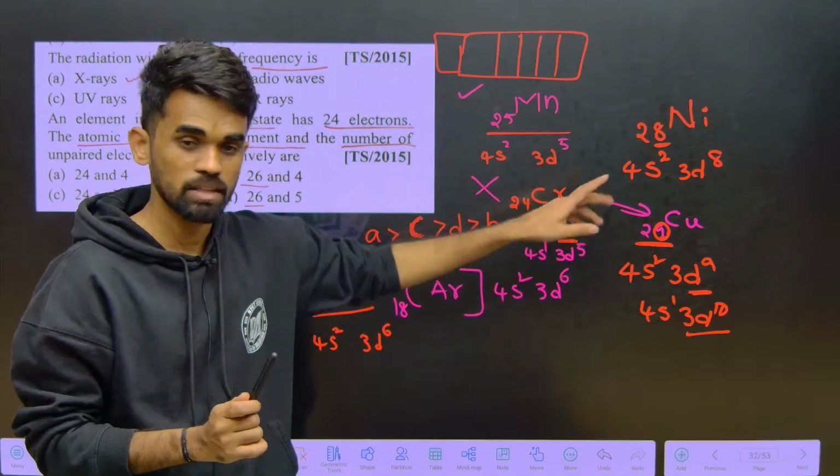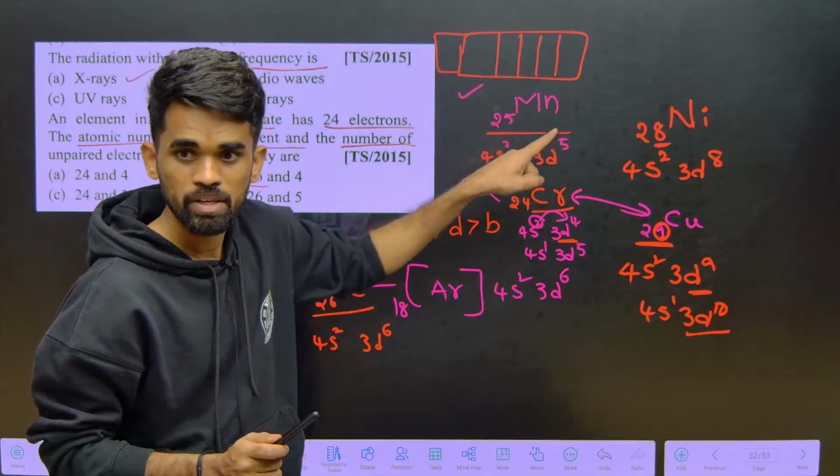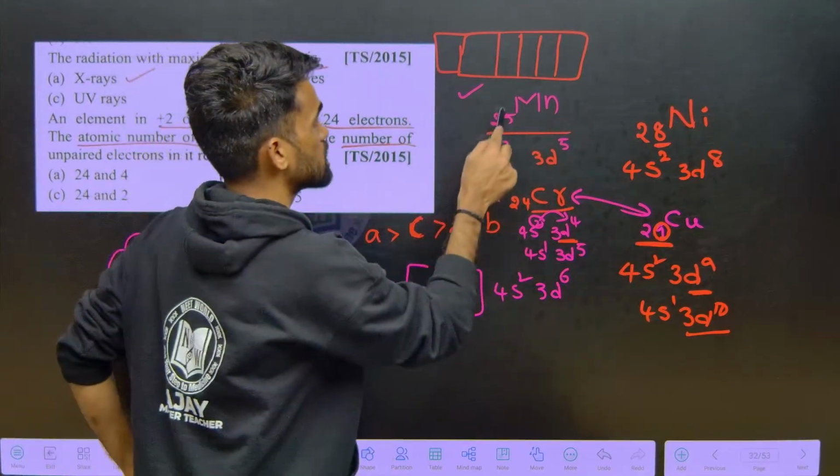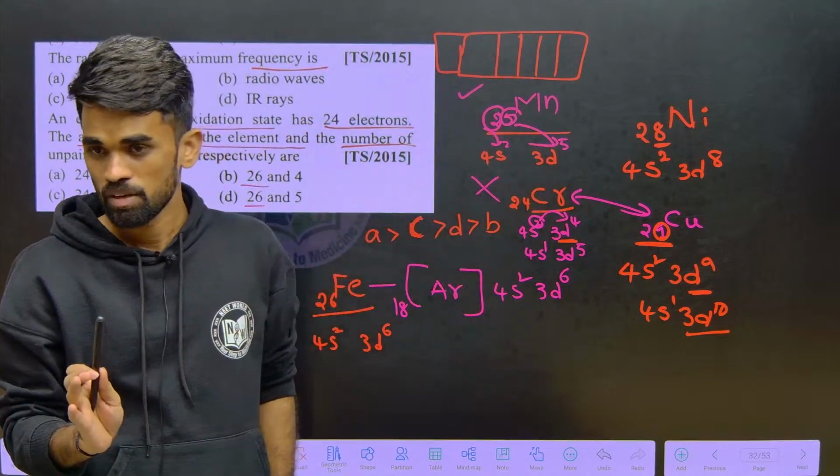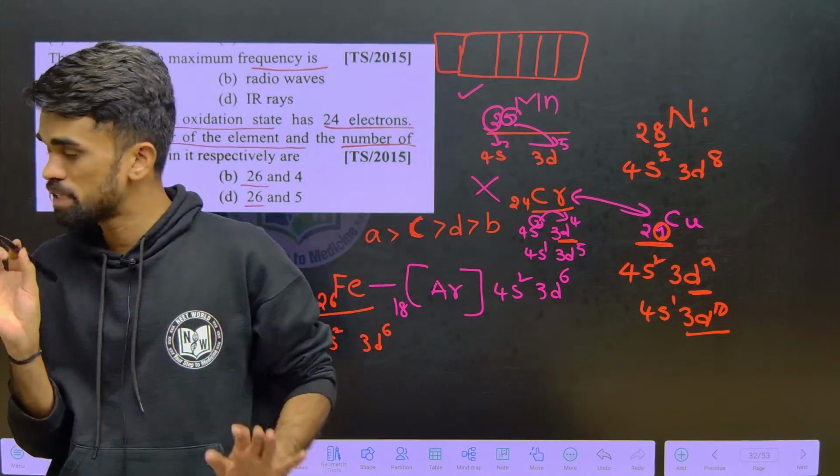Remaining everything, you just use its atomic number, write that many electrons, the first number in the s orbital, the second number in the d orbital. That will be your answer for 3d series elements. Hope this is also clear.